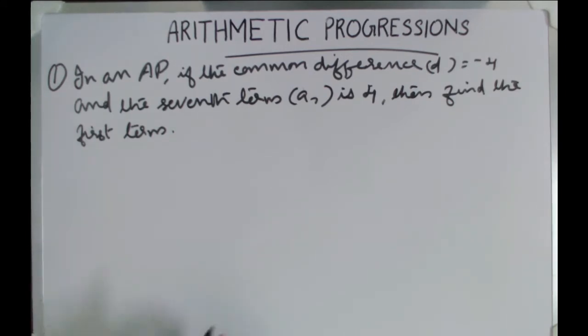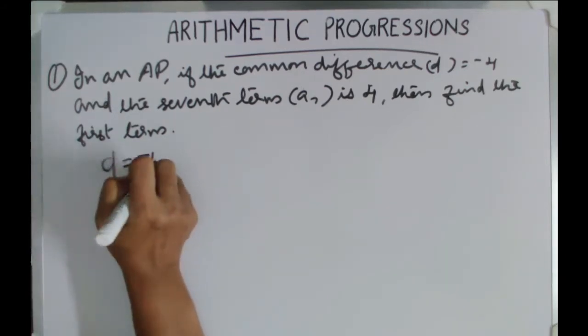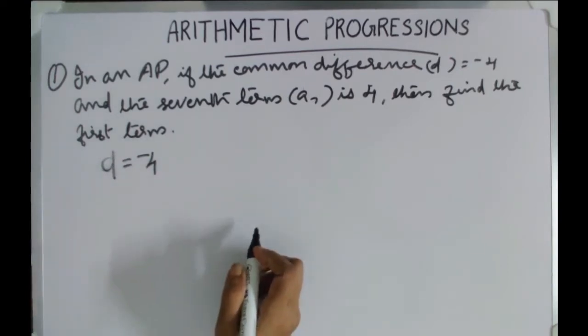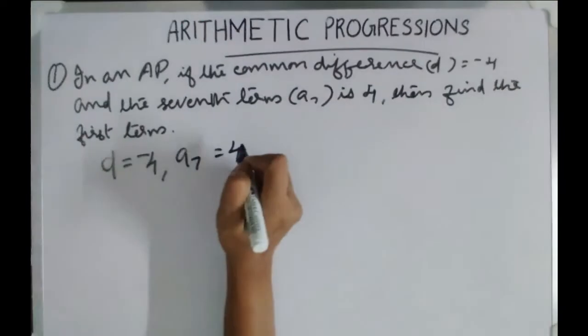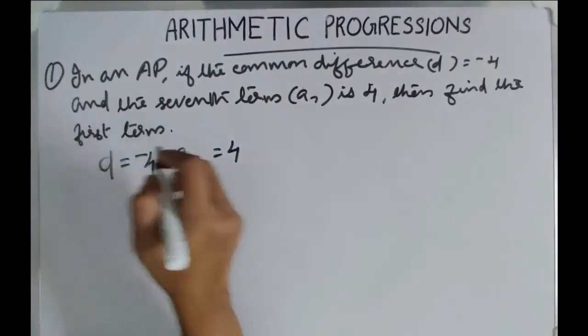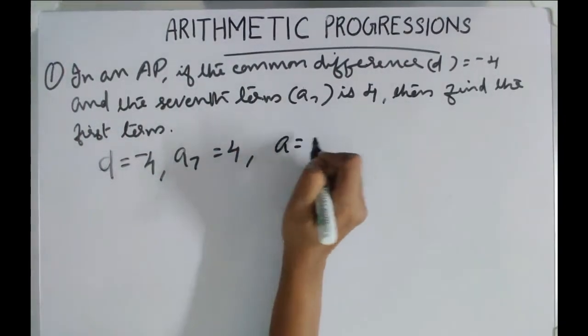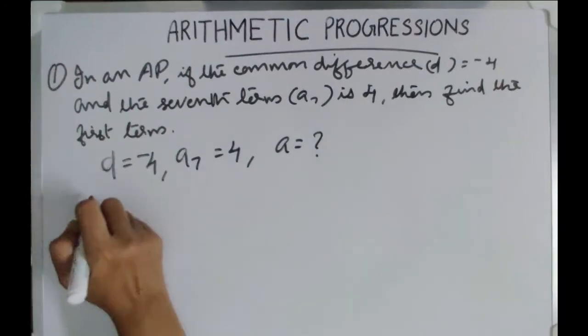First question: in an AP, if the common difference D equals minus 4 and the 7th term A7 is 4, then find the first term. Given that D equals minus 4 and the 7th term A7 equals 4. We have to find the first term, that is A.